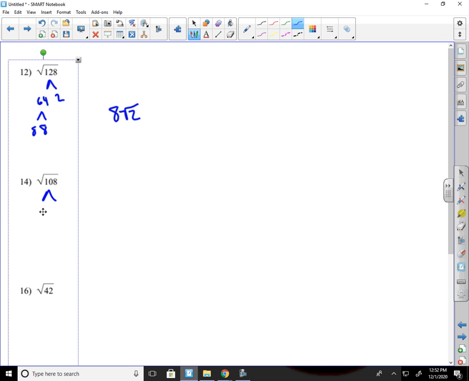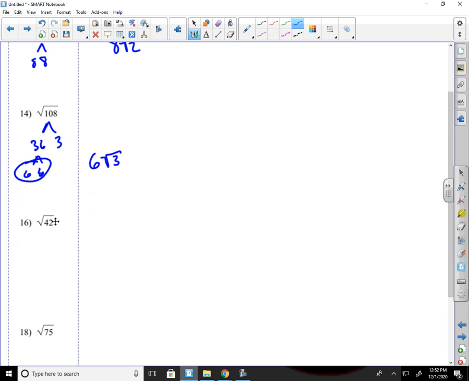Number 14, 108. I can't think of any perfect squares off the top of my head. What about you? No, man, no. Good job. 36 and 3. Very nice. So we got a pair of 6, and that's 6 root 3.